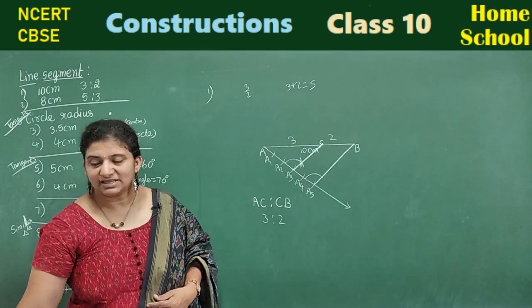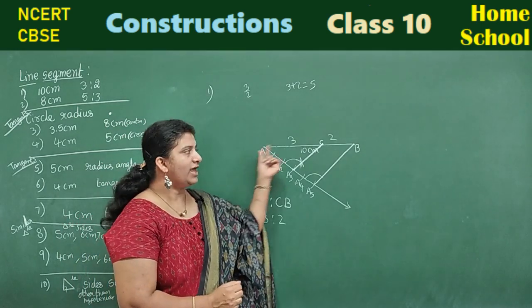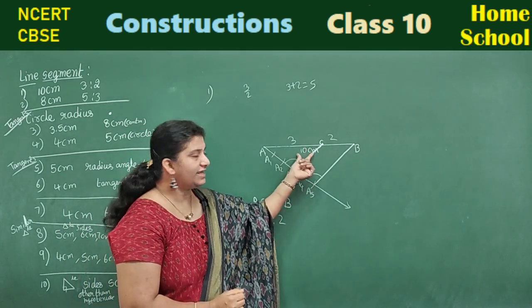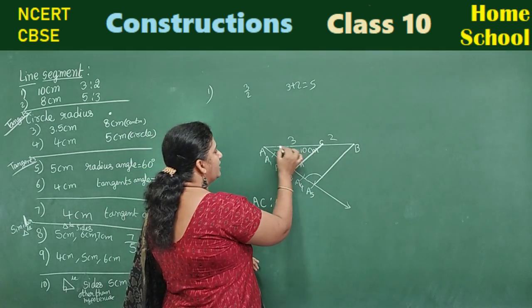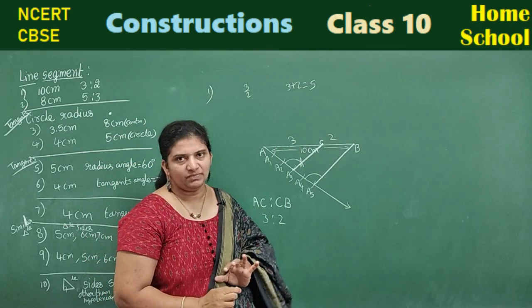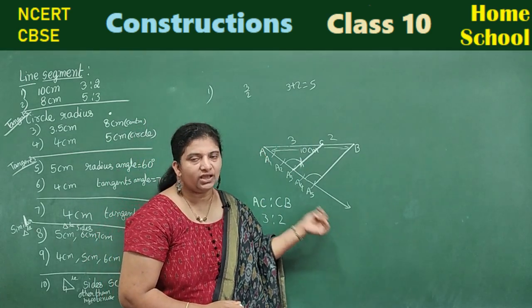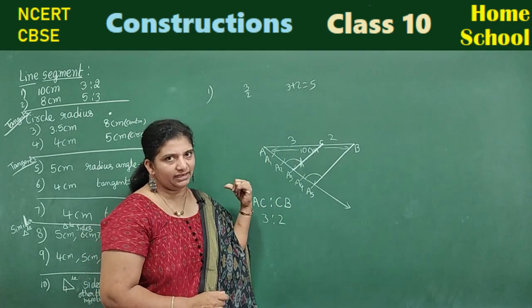Okay, so once again, let's recollect what we have done. Draw a line segment AB of length 10 centimeters. Mark here 10 centimeters. A, B. Now from A, draw a ray which is acute. Acute means less than 90.